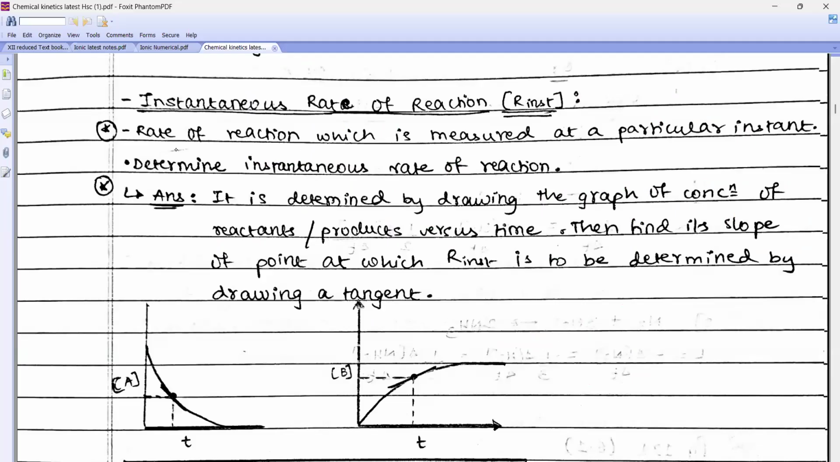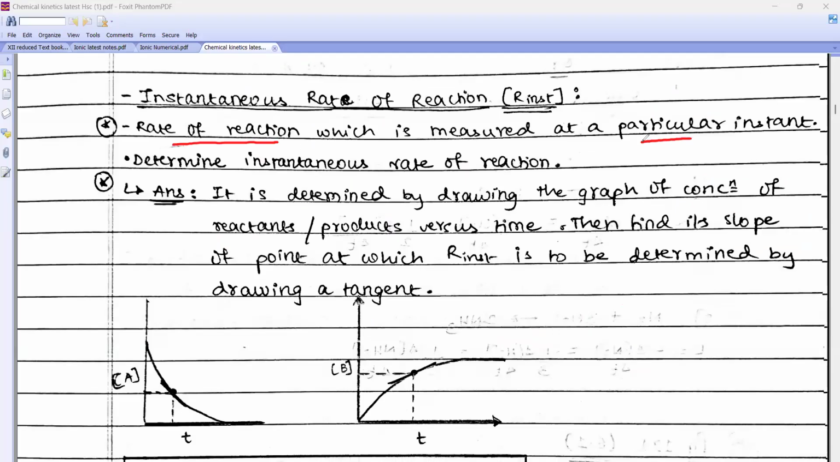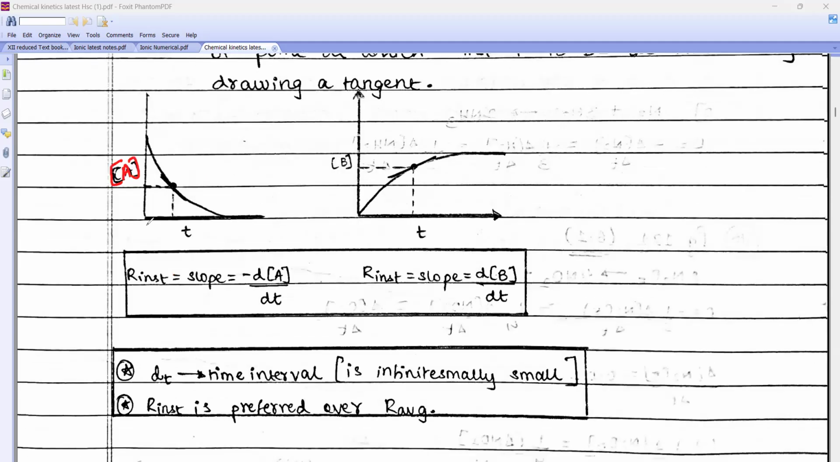So what is the instantaneous rate of reaction? It is measured at a particular instant. Now look, beta. This was the normal graph which we did. This is reactant, and this is time. As time increases, the concentration of reactant decreases, or not? And this is for product: it starts and then remains constant.